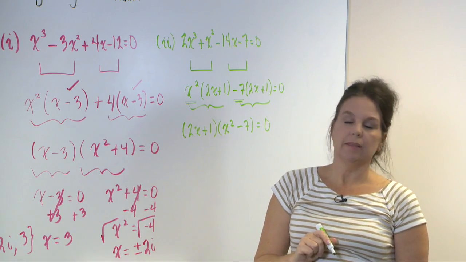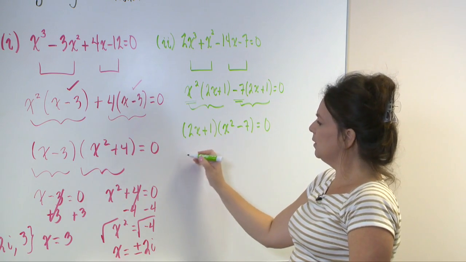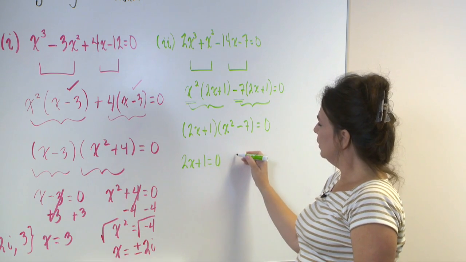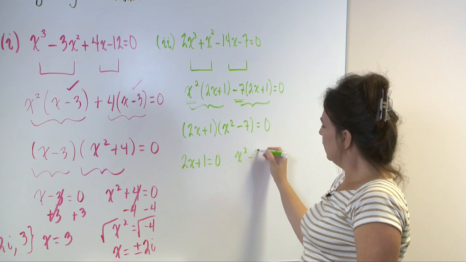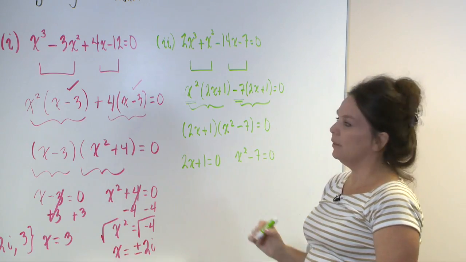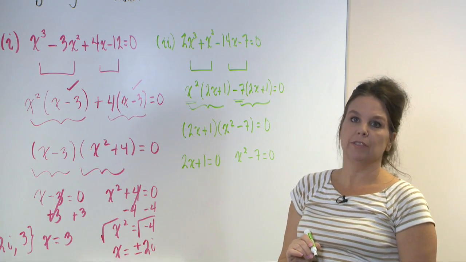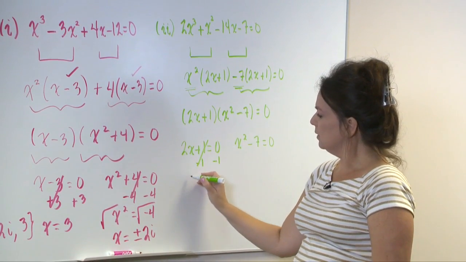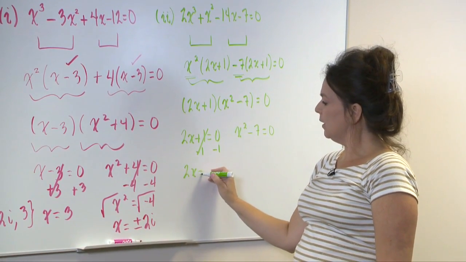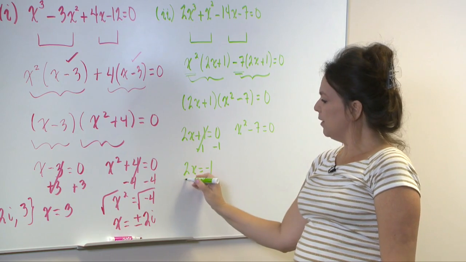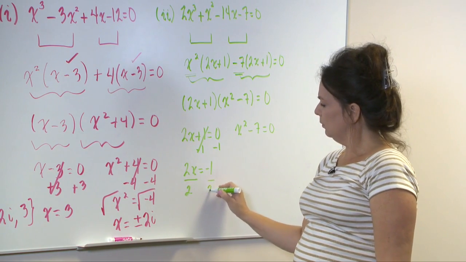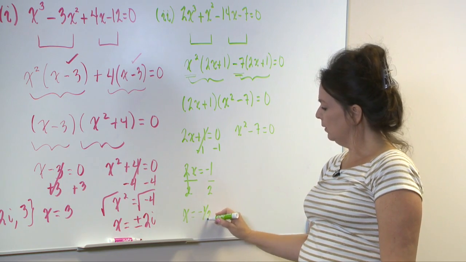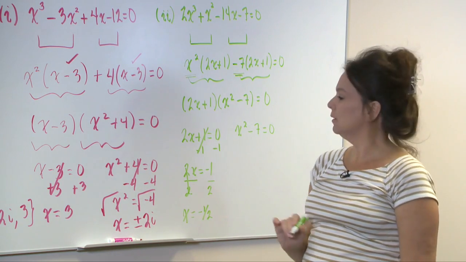Now I'm going to apply the zero product rule. I'm going to set the 2x plus 1 equal to 0 and the x squared minus 7 equal to 0. And I'm going to solve each one. Here I'll subtract 1 from both sides. I get 2x is equal to negative 1 and divide by 2. So my first solution that I've located is x is equal to negative 1/2.